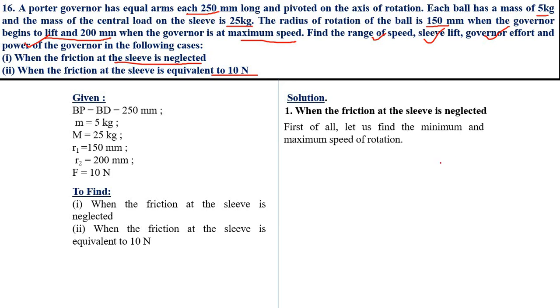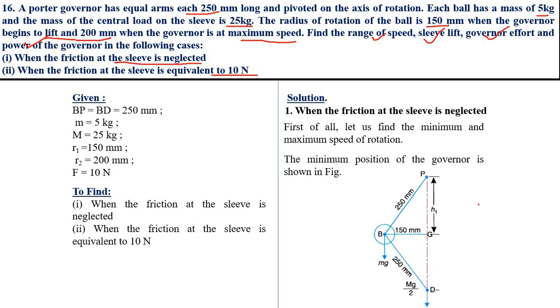First of all, let us find the minimum and the maximum speed of rotation. The minimum position of the governor is shown. You know the radius and the arm, the upper arm and lower arm, so easily you can find the minimum speed. How to find the alpha one value? You know the opposite side directly. Sine alpha is equal to opposite side over the hypotenuse, so I can get the alpha value.